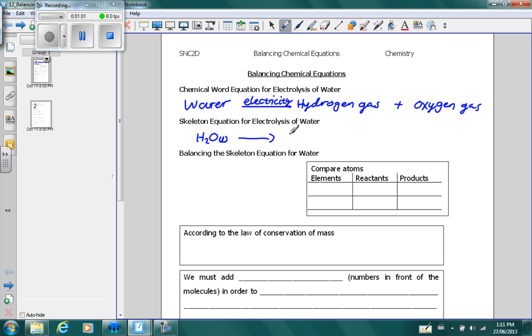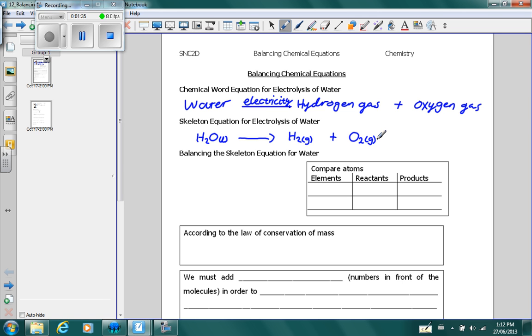Then we have hydrogen gas. Note that we're given the state. Remember that hydrogen, being a diatomic molecule, has to have the subscript 2 next to it to state that there are 2 hydrogen atoms in this one molecule. And then the state is a gas. Then we have our oxygen, which is again a diatomic molecule. So again we have that subscript 2 stating that we have 2 oxygen atoms in this one molecule. This again is also in the gas form.